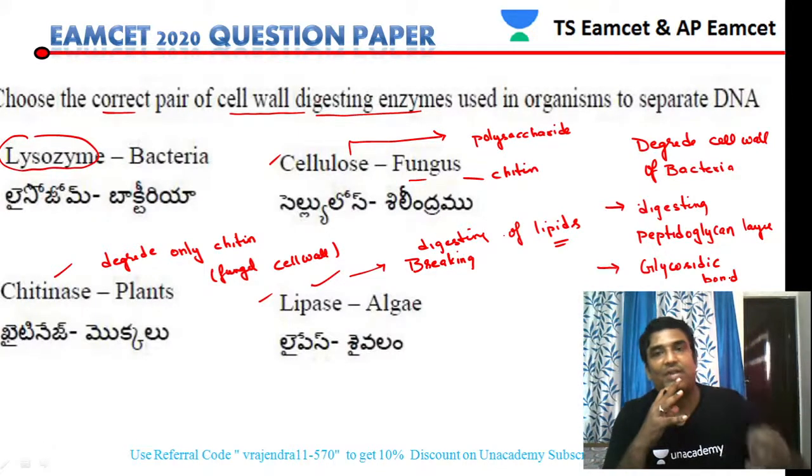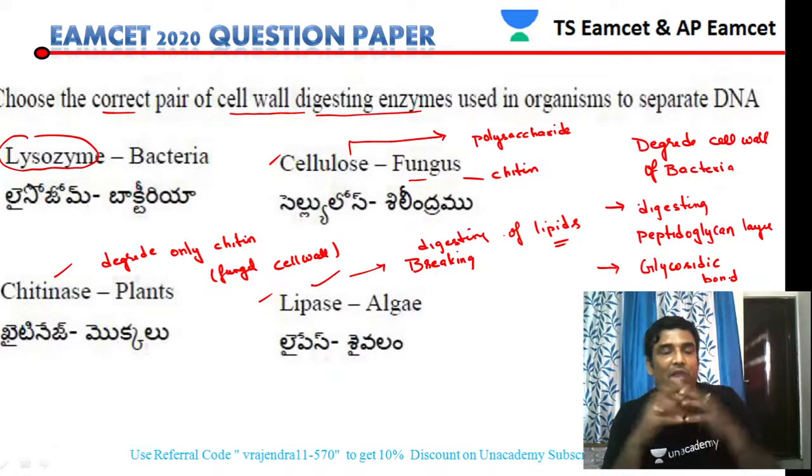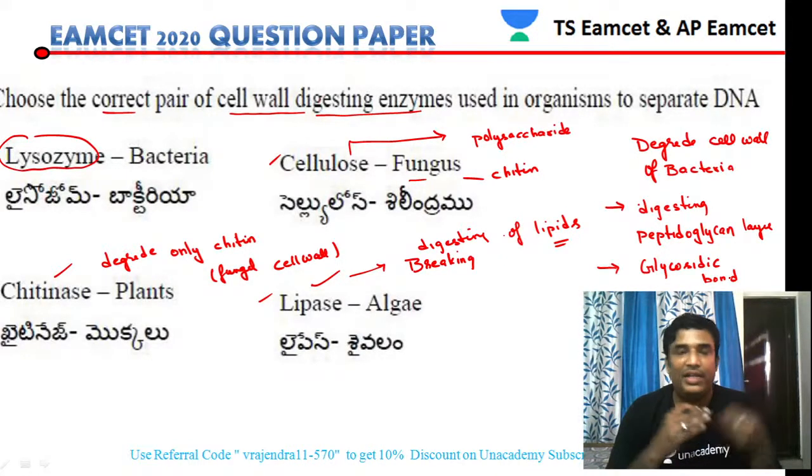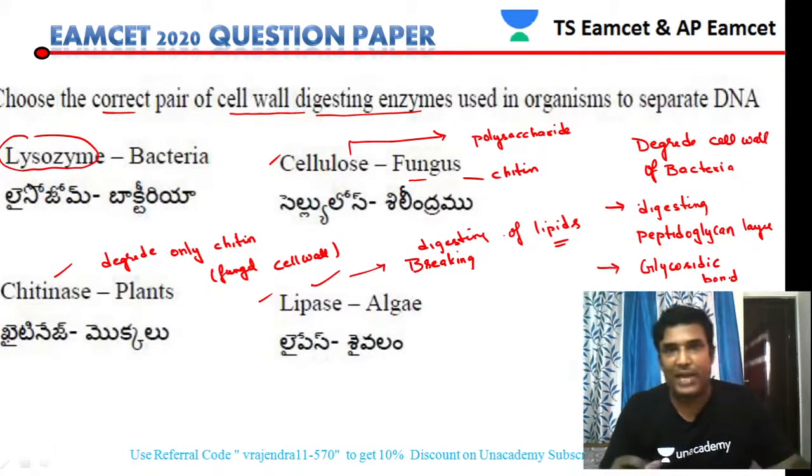How is it degrading the cell wall of bacteria? It digests the peptidoglycan layer of the bacteria. And what type of bond is it breaking in the bacteria? It is breaking the glycosidic bond. So these are the few points which you have to remember.